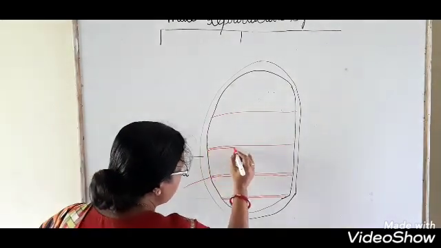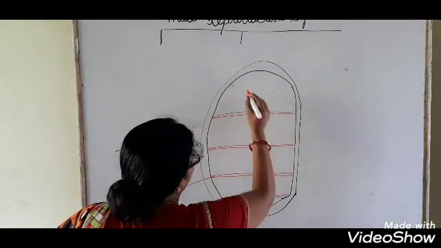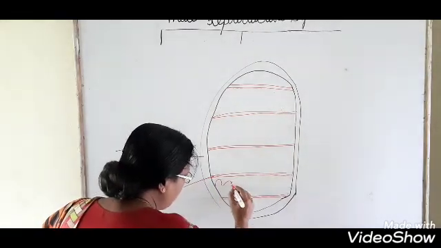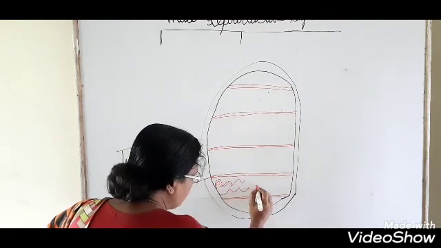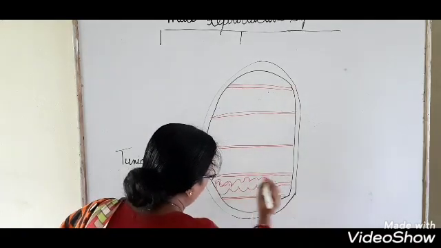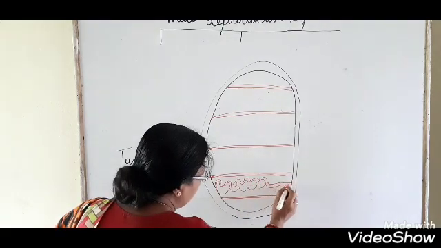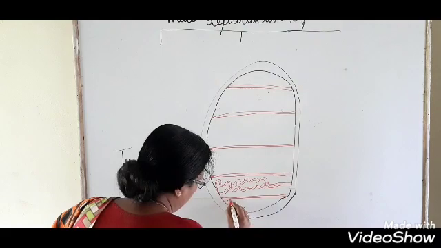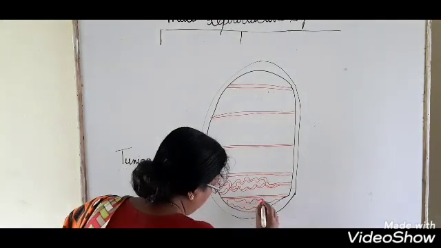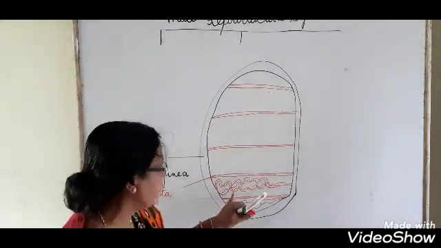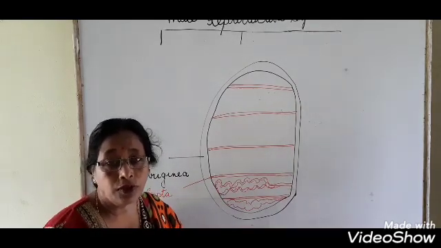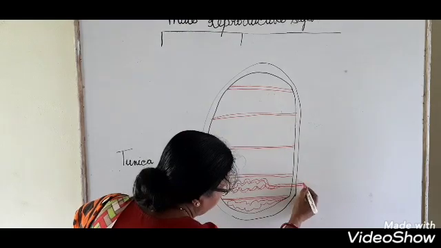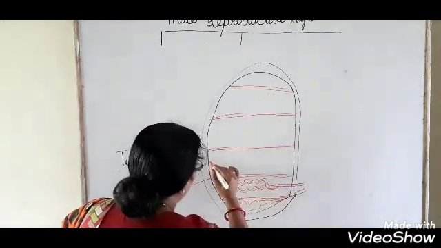Now if you see the internal structure, there are very fine coiled structures known as seminiferous tubules. These are heavily coiled structures. If you uncoil the seminiferous tubule, then each seminiferous tubule will be approximately 70 centimeters in length. When it opens into the rete testis, it will join the rete testis.